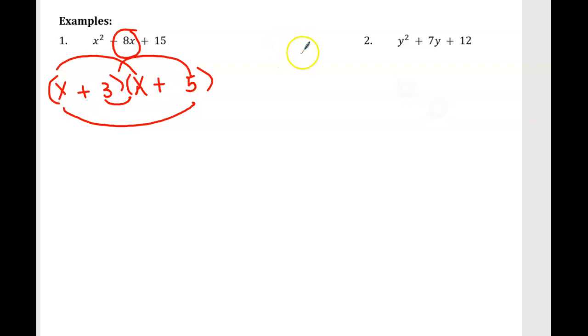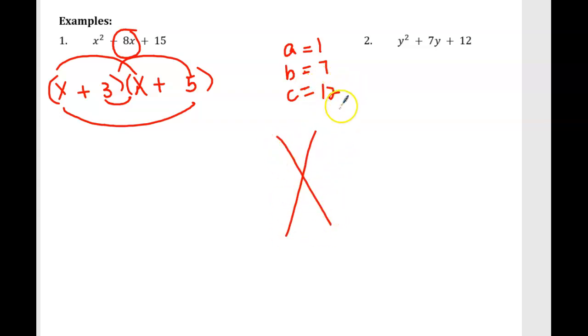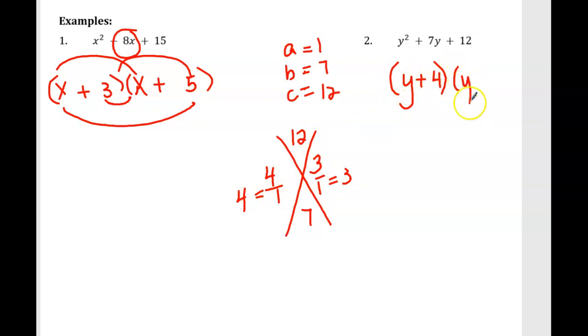So if I look at number 2, I first always identify my A, B, and C. My A is 1, my B is 7, and my C is 12. I then make my X. A times C is 12, so that goes up top, 7 goes at the bottom. I'm going to think of the two numbers I can multiply to get 12 that add up to 7. That would be 4 and 3, or 3 and 4, doesn't matter. I'm going to divide by that leading coefficient. And my variable is y, so this would be y plus 4 times y plus 3. There it is, my two factors.